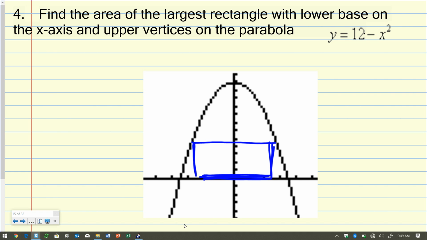Okay. Here's the tricky part. Label your x's and y's here. I guess what I say is label the bottom of your base and your height. Label your base and height here. Because you see your variables are already given to you. You have to use x and y. You don't want to introduce another variable.